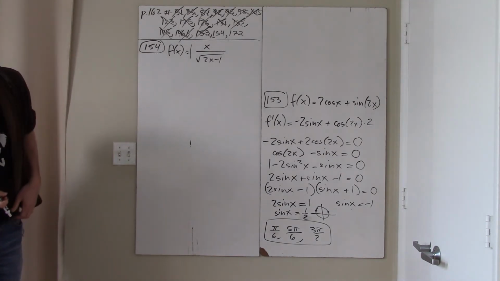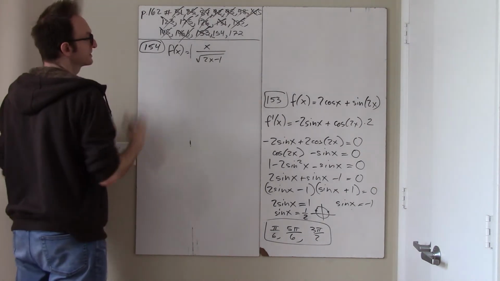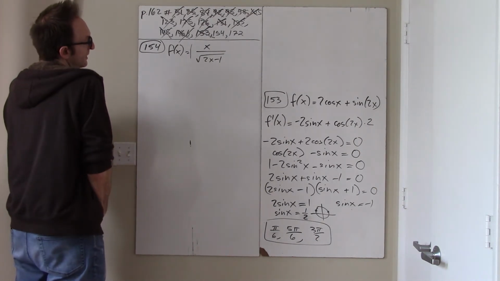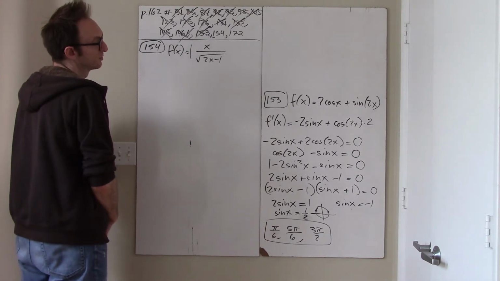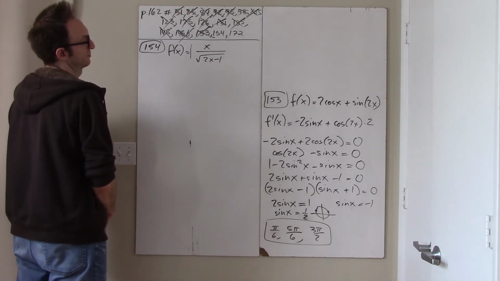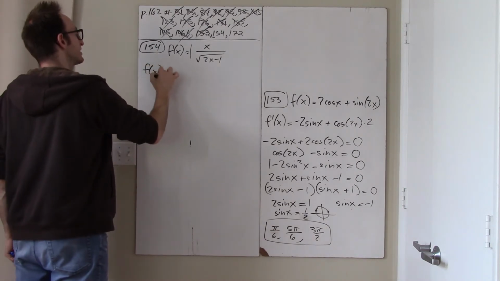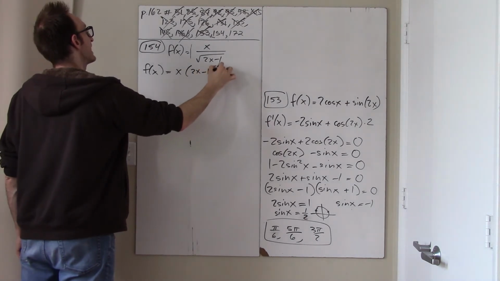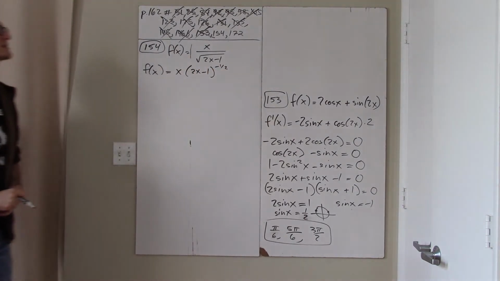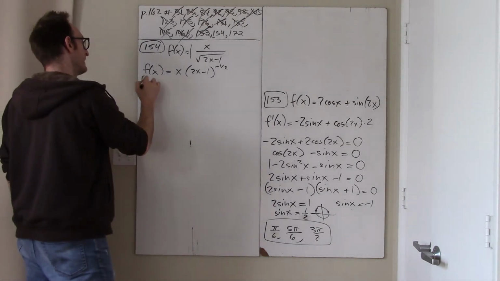Okay, let's go. So, what should we do here? I think we should do the product rule. I could do the quotient rule here, but just notice that this function is really just x times 2x minus 1 to the negative a half. And to me, it just seems easier to write it that way, so I have fewer fractions to deal with. Okay, let's go.